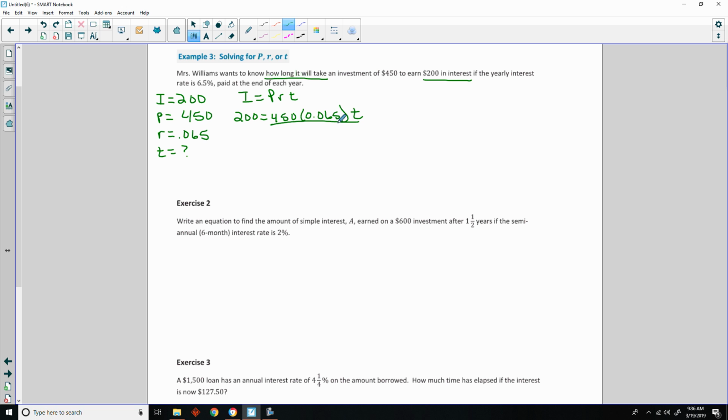Okay, I can divide by 450. These cancel, and I get 0.065 T equals 20 divided by 45. 5 will go into 20 4 times, and 5 will go into 45 9 times. So that reduces to 4 over 9.